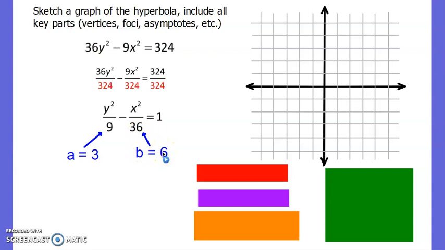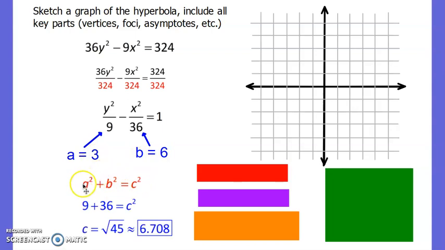Now, one unique relationship for a hyperbola, much like it was for an ellipse, is that a and b and c all have a relationship. For an ellipse, it was sort of kind of weird. It was a squared minus b squared equals c squared. For the hyperbola, it's nice. It's actually just the old Pythagorean theorem. a squared plus b squared equals c squared. So for us, 9 plus 36 would equal c squared. And the square root of 45, or about 6.708, is going to help us find our foci.